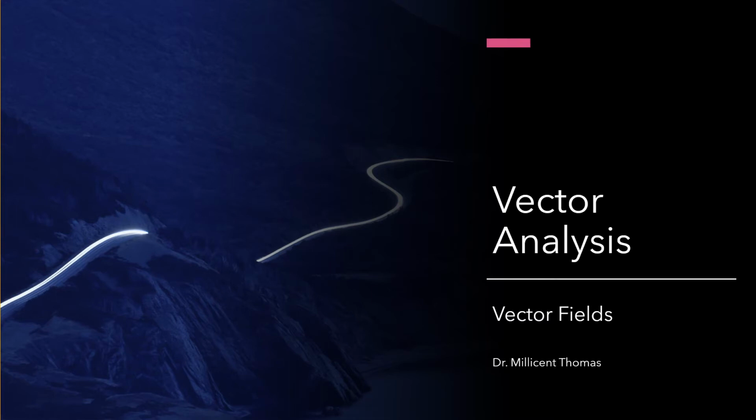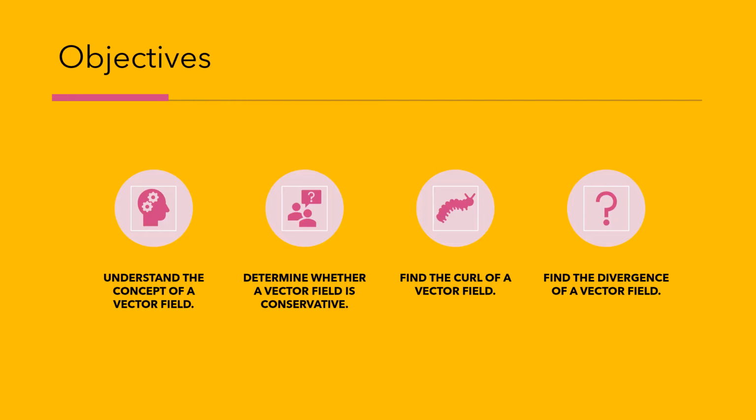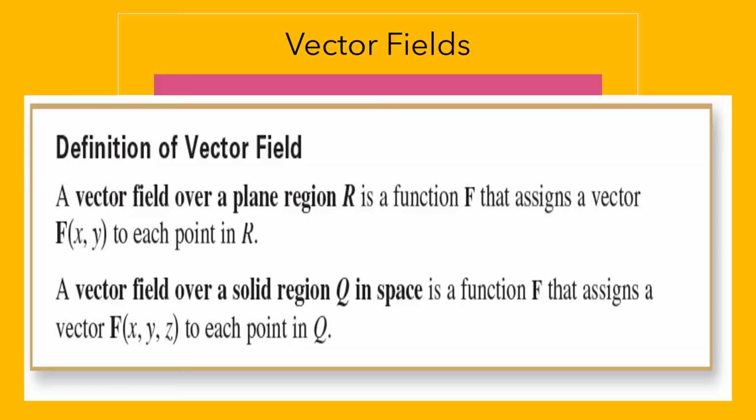Hello. In this video, I would like to explain about the vector fields which we describe in vector analysis. The main objective of this video is to understand the concept of a vector field, to find whether a vector field is conservative or not, to find the curl and divergence of a vector field. So in this video, let us talk about the first two.